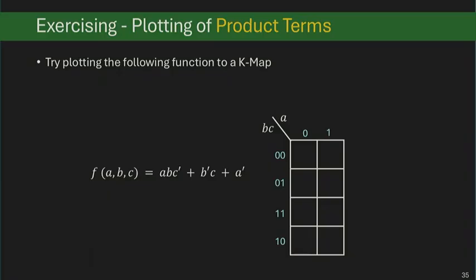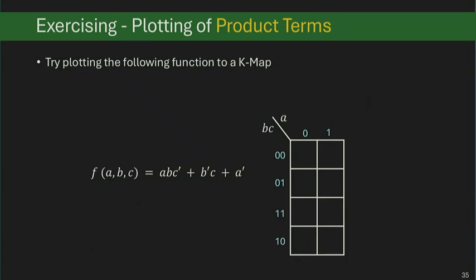ABC prime then corresponds to one minterm because it's specified with all the input variables. A equals 1, B equals 1, C equals 0. Going down further by 2 positions, 1, 1, 0. You see we have headers of the table shown on the left and at the top.